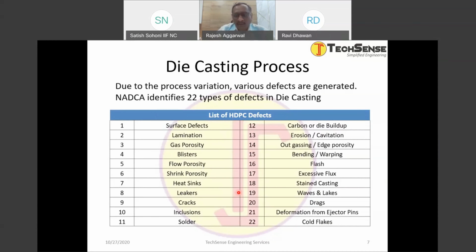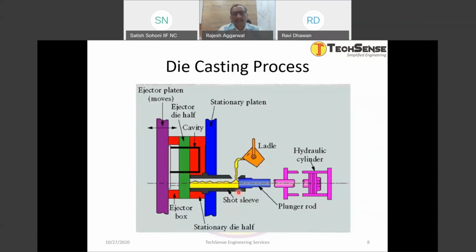Today, our focus is not on the defects. Today, our focus is to understand the key variables, how they interact and how they behave, or what the basic engineering behind these variables is. So we will start with the basic die casting process. I think all of you must know this, so I don't need to explain this slide. As we go along, we'll come back to this slide again.